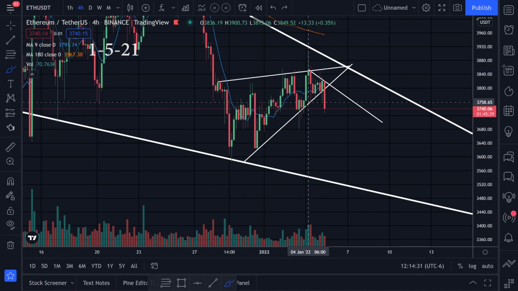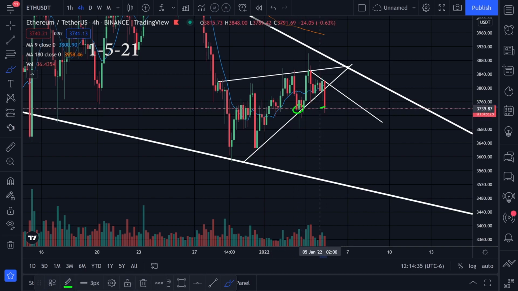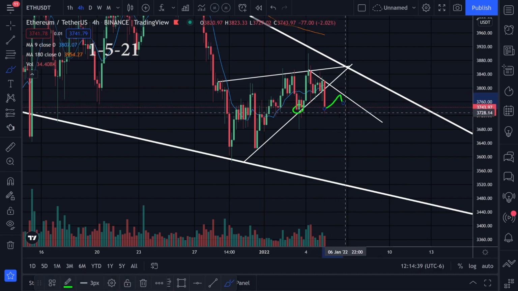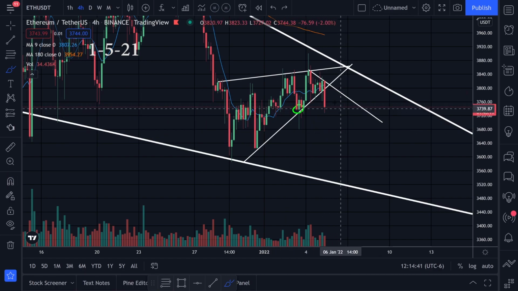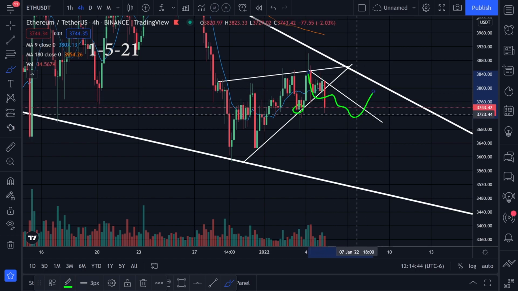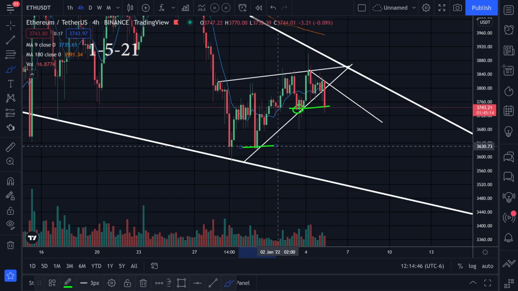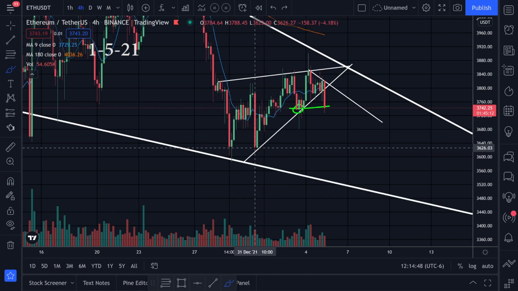But until then, I'm looking at previous support levels. So we have some support right here, and it looks like we're finding a little bit of support right there. Let's see if it can hold, or if we keep pushing down. Like I said, until we break this trend line going up, then I'll be looking at previous support levels. So the next one is down here at the bottom at around 3,627.